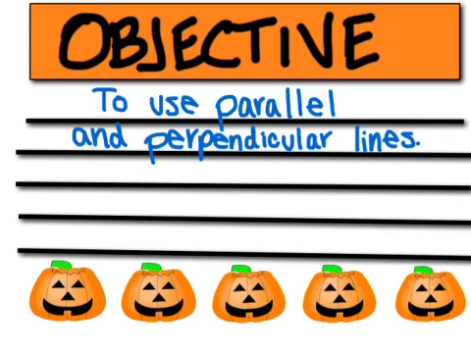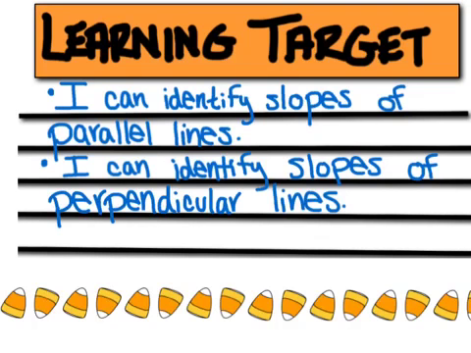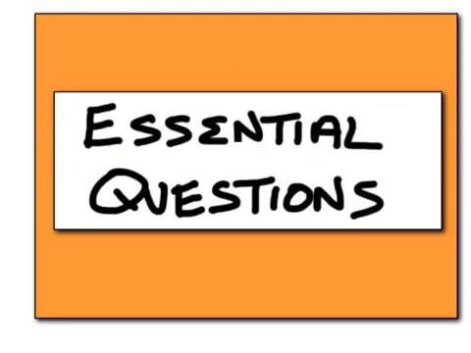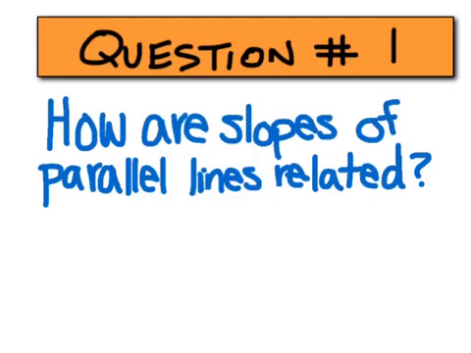The objective for today is to use parallel and perpendicular lines. Our learning target is to identify slopes of parallel lines and to identify slopes of perpendicular lines. So our first essential question is, how are slopes of parallel lines related? Parallel lines are going to have the same slope.